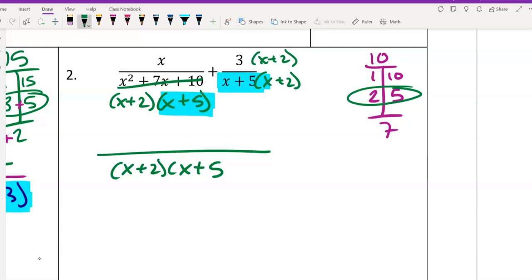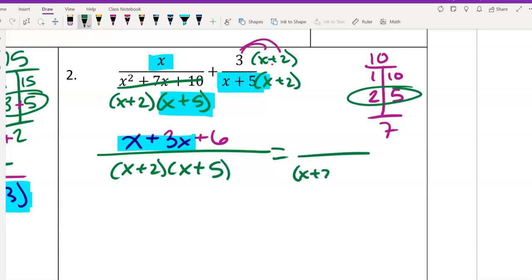Once the denominators match, we can put them all over the same common denominator. So on the left, we have x. And on the right, we have to distribute the 3. So we have x plus 3 times x, so 3x, and 3 times 2, so 6. Now we need to combine our like terms. X plus 3x is 4x. We have 4x plus 6.